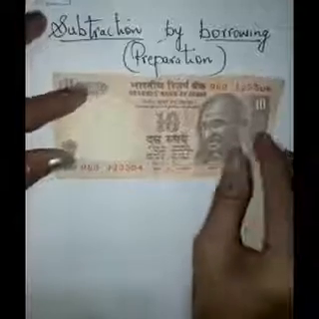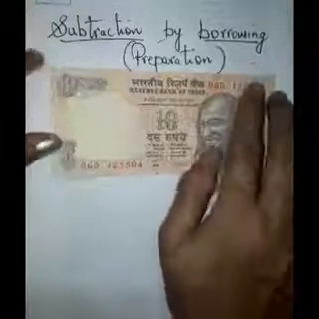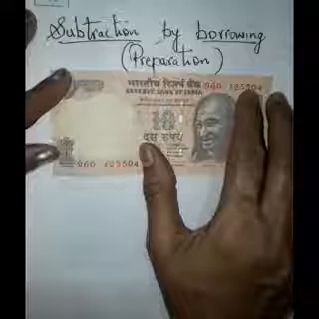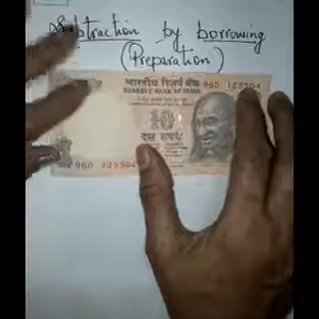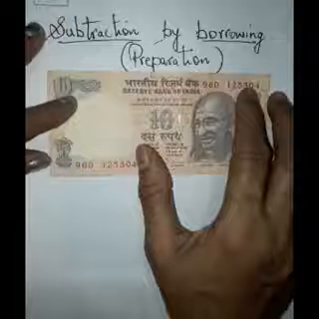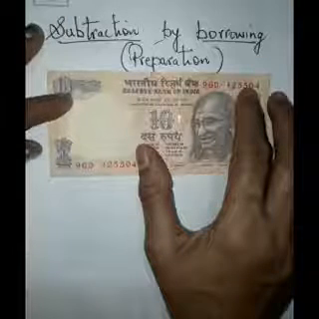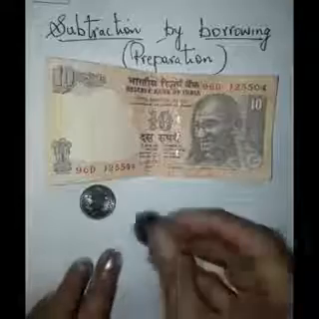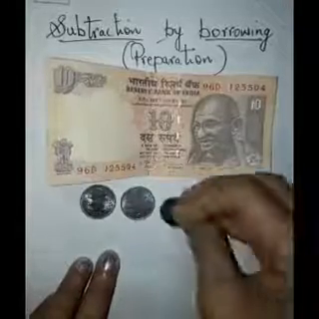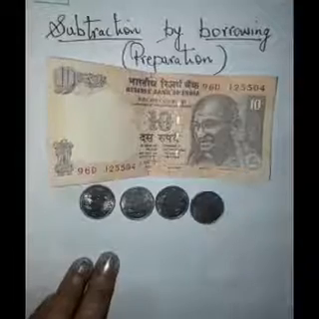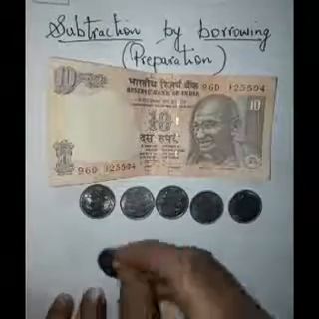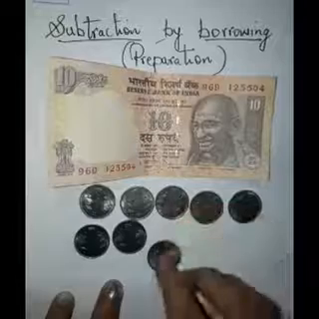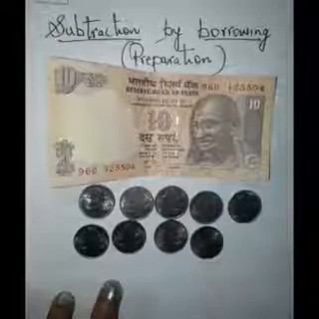Here I have a 10 rupees note and I want change for this 10 rupees note, but I want only coins of 1 rupee. So let's take the coins and count 1 rupees till 10. Now this is 1, 2, 3, 4, 5, 6, 7, 8, 9 and 10.